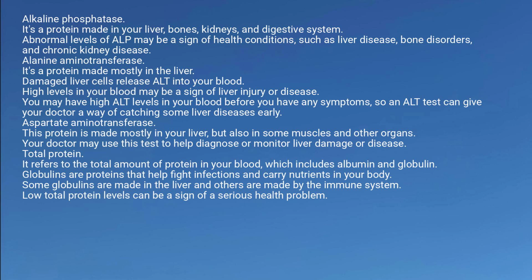Alanine aminotransferase. It's a protein made mostly in the liver. Damaged liver cells release ALT into your blood. High levels in your blood may be a sign of liver injury or disease. You may have high ALT levels in your blood before you have any symptoms, so an ALT test can give your doctor a way of catching some liver diseases early.